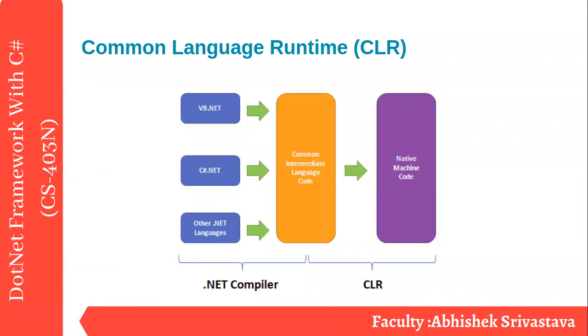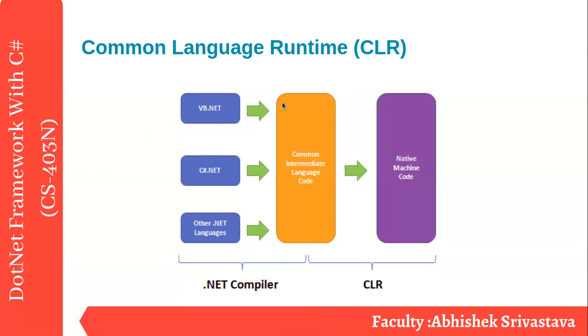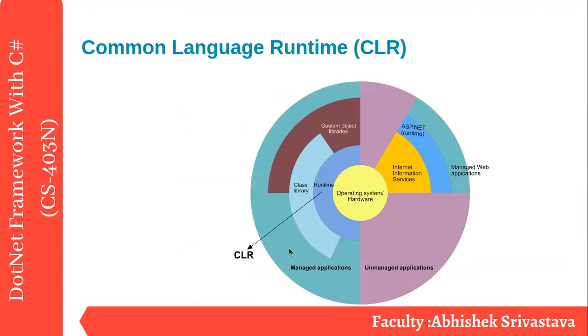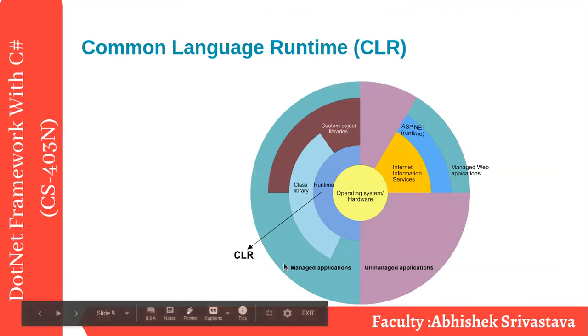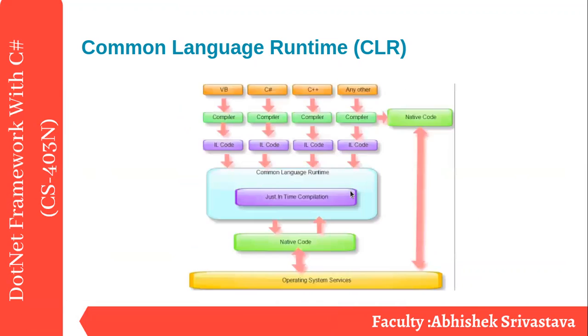Now check this figure. Here we have different languages interacting with the common language runtime, and this runtime gives you the native machine code, which is understandable by your machine. All the things are done by the Microsoft framework. This is the first figure. In the second figure, the CLR interacts with the runtime, and native code interacts with the operating system and hardware. Now this is a very important figure.